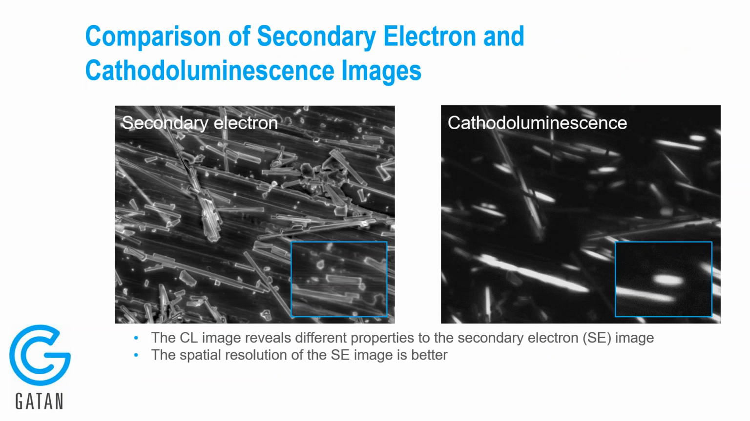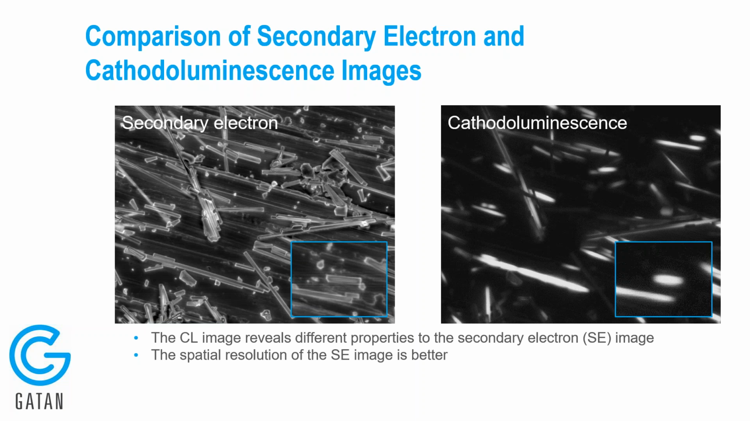So let's take a comparison on a sample. It doesn't matter particularly what this sample is, but these are two images captured simultaneously. One on the left is a secondary electron image of a collection of nanowires deposited on the substrate, and the other is a cathodoluminescence map. And you can see straight away that the cathodoluminescence image, the CL image, gives you completely different information to what we have in the secondary electron information.